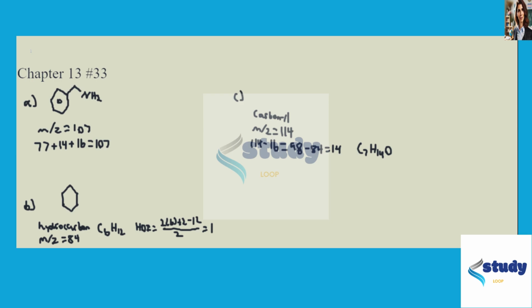Okay. And so again, we can calculate a quick HDI here. So it's going to be 2 times 7 plus 2 minus 14 over 2. It's going to be 16 minus 14 is 2 over 2 equals 1. So the only double bond that we're going to have here is our carbonyl.